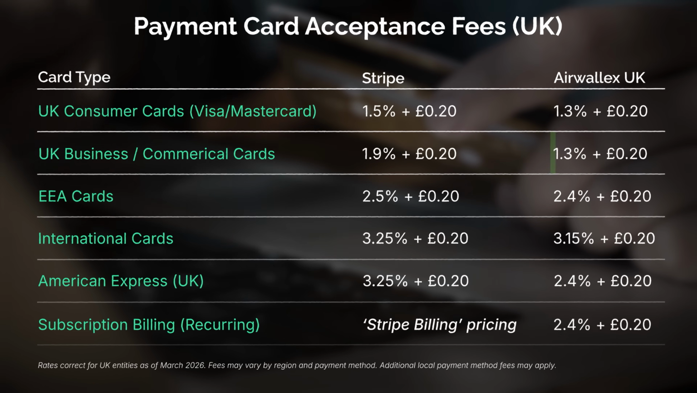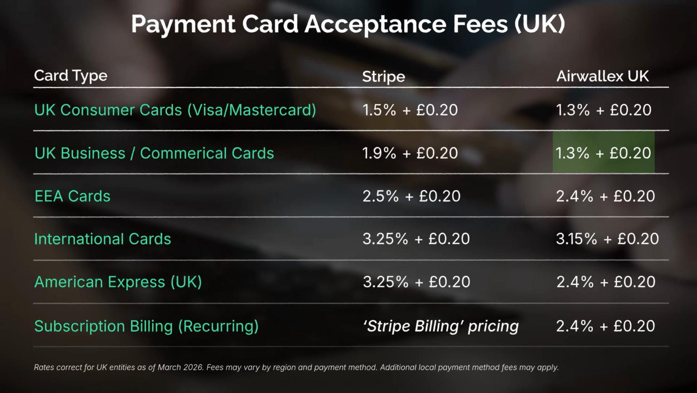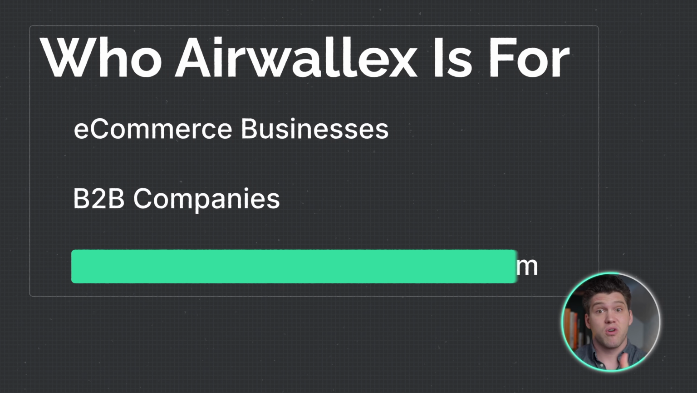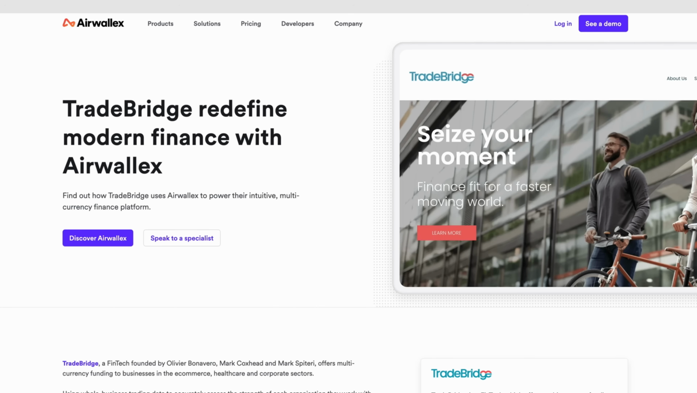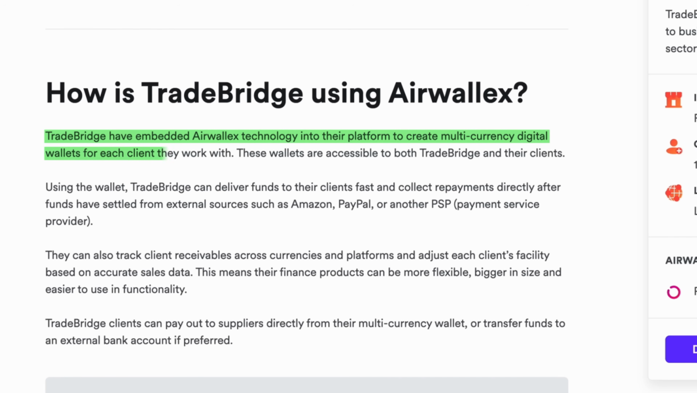If you're a B2B business, the card acceptance fees alone could make this worth switching. UK commercial cards are 1.3% versus 2.8% on some competing platforms. So on 50 grand a month, that could be 750 quid back in your business. And if you're a growing tech company or a platform business, the API and the embedded payments put Airwallex in a completely different category entirely.